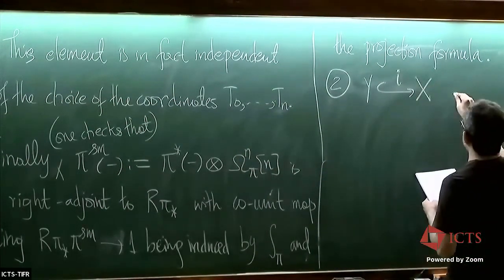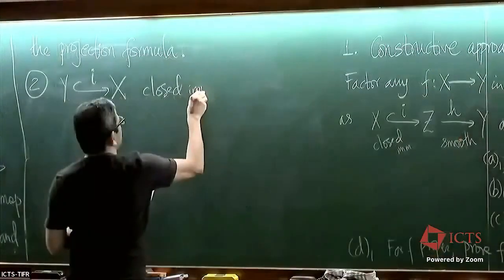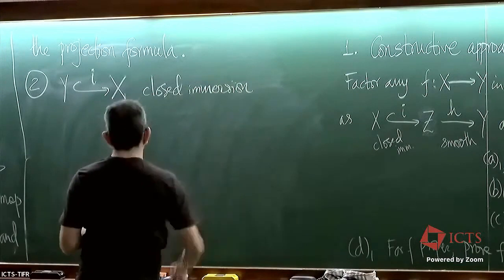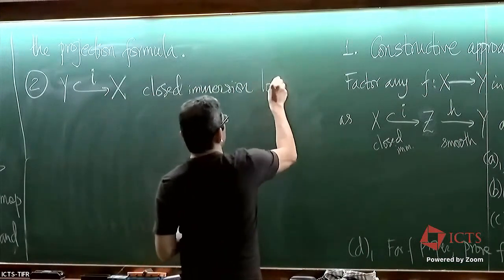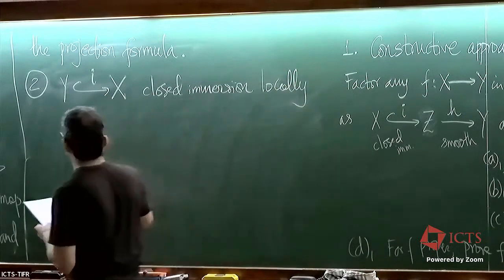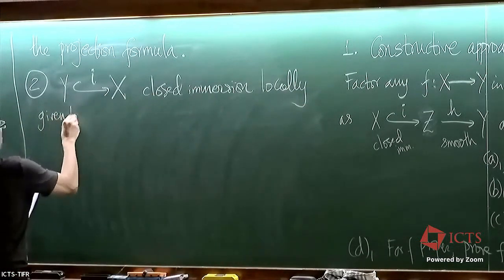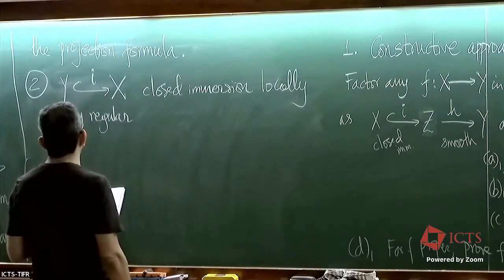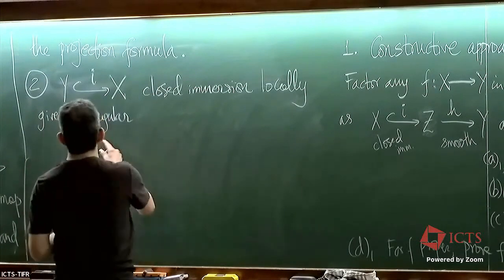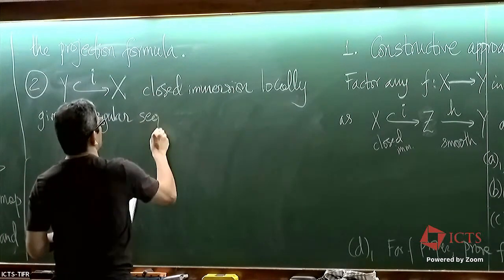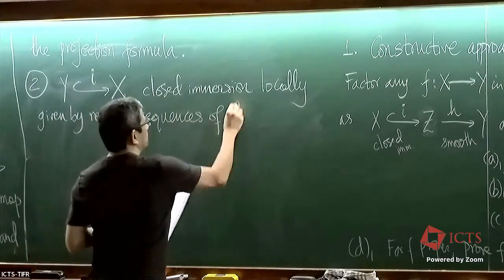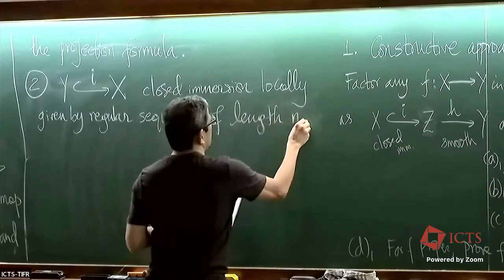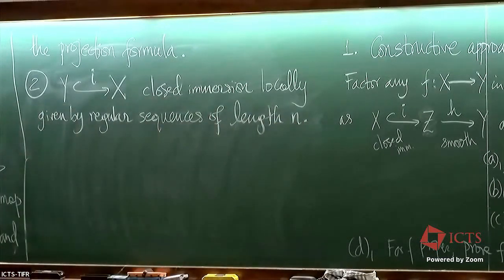So you take a closed immersion, locally given by a regular sequence of length n. It's what is called a regular immersion, but I just want to have that number n also. So locally the ideal is generated by a regular sequence of length n.